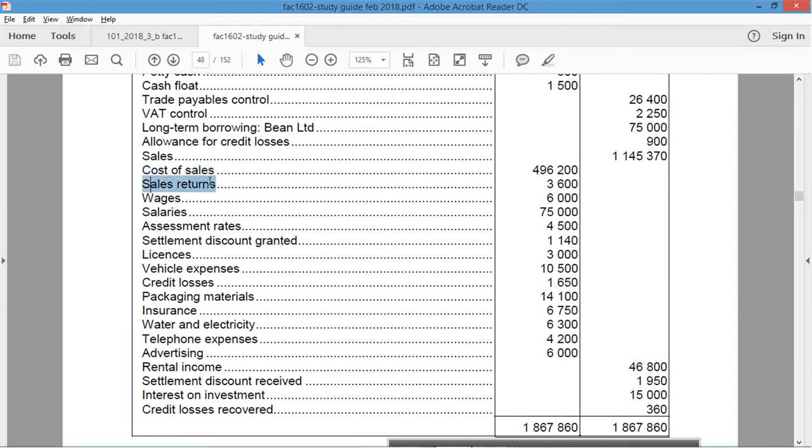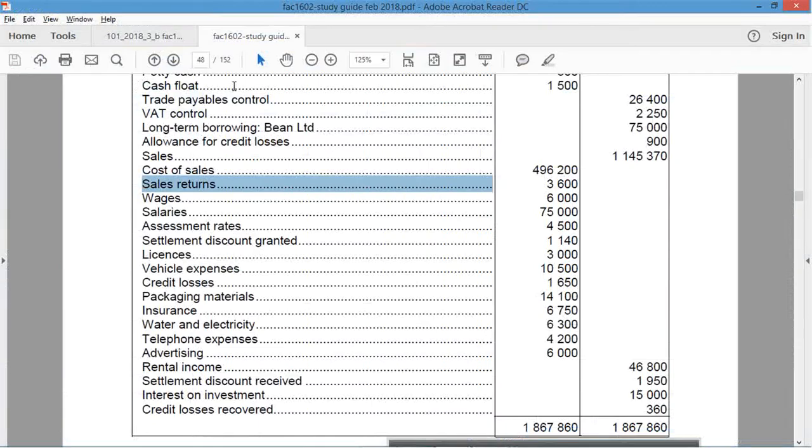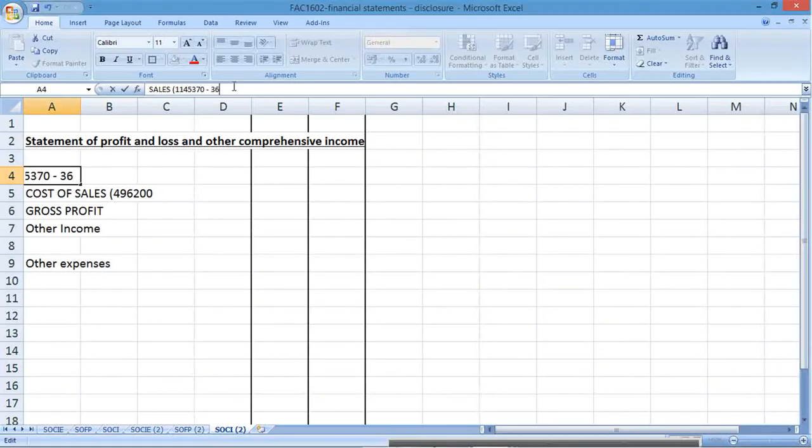Sales returns. Isn't that seen as expense? Yes. Where would you disclose it? Statement of profit or loss and other comprehensive income. At the expenses? No, you wouldn't, because it's specific to the sales. So then won't you minus it off the cost of sales? No, not the cost of sales. The sales, yes, because it's a sales return. So disclosure, it would be better to subtract it from there. So it's 36.